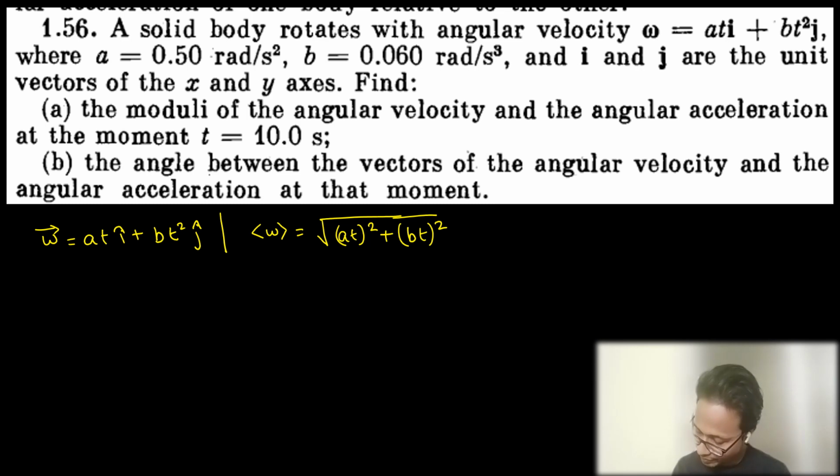Okay, at t equal to 10. So if you substitute the values a equal to 0.5, b equal to 0.060, t equal to 10 out here, we'll get the value of 7.81 radians per second.